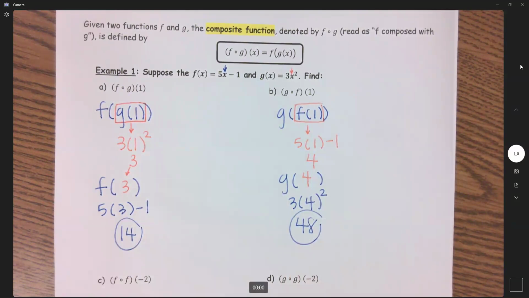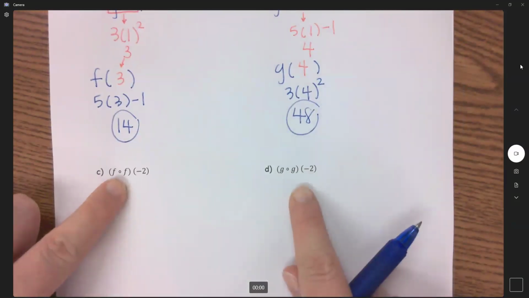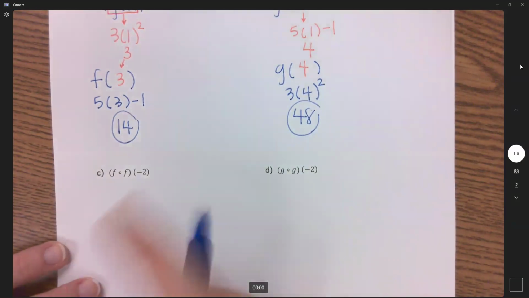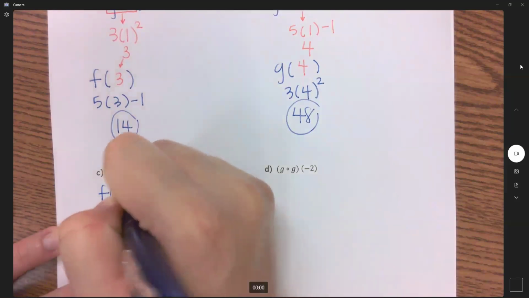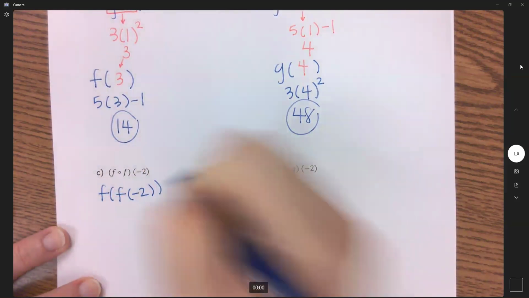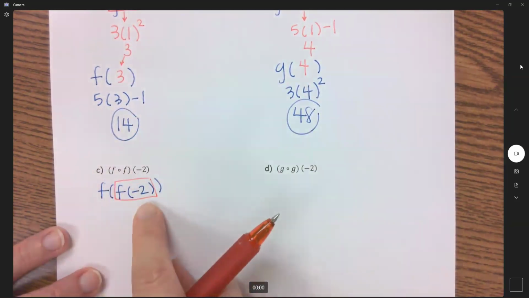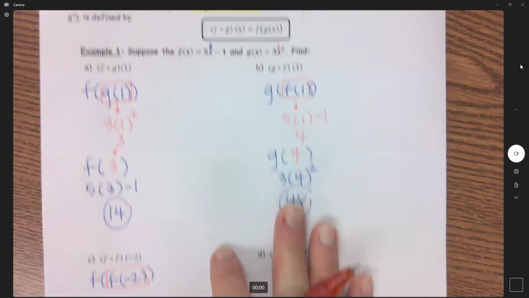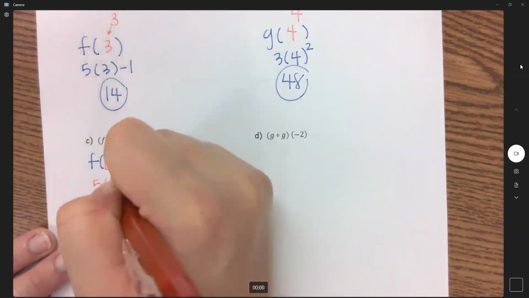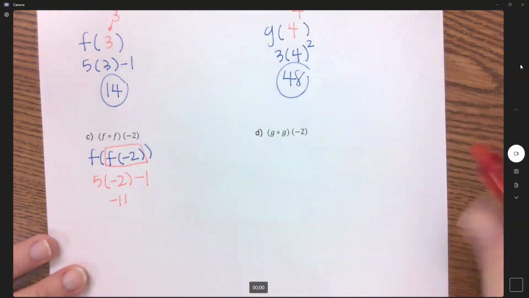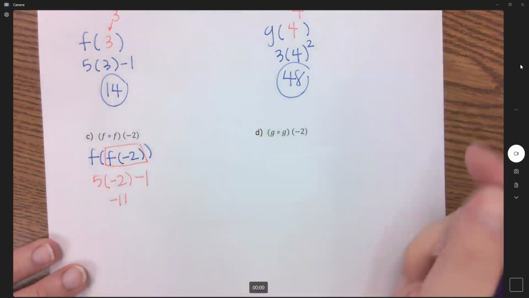Now, as I said up above, composites is usually putting a function in another function, but we can put the function inside the same function. So part C, if I have f of f of negative 2, if I expand that out, that is f of f of negative 2. Starting inside, evaluate what f of negative 2 is. So I'm going to plug that into my f of x function. So I have 5 times negative 2 minus 1. So negative 10 minus 1 is negative 11. So that is what f of negative 2 equals.